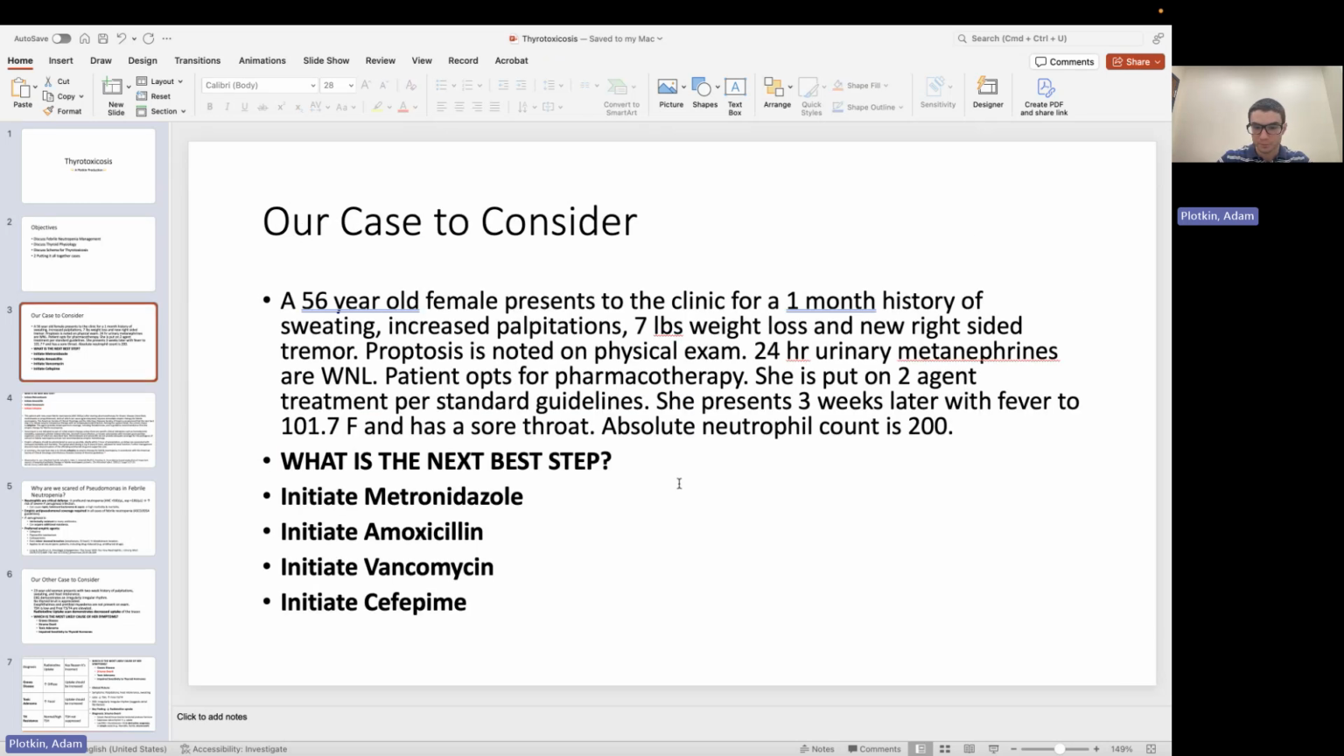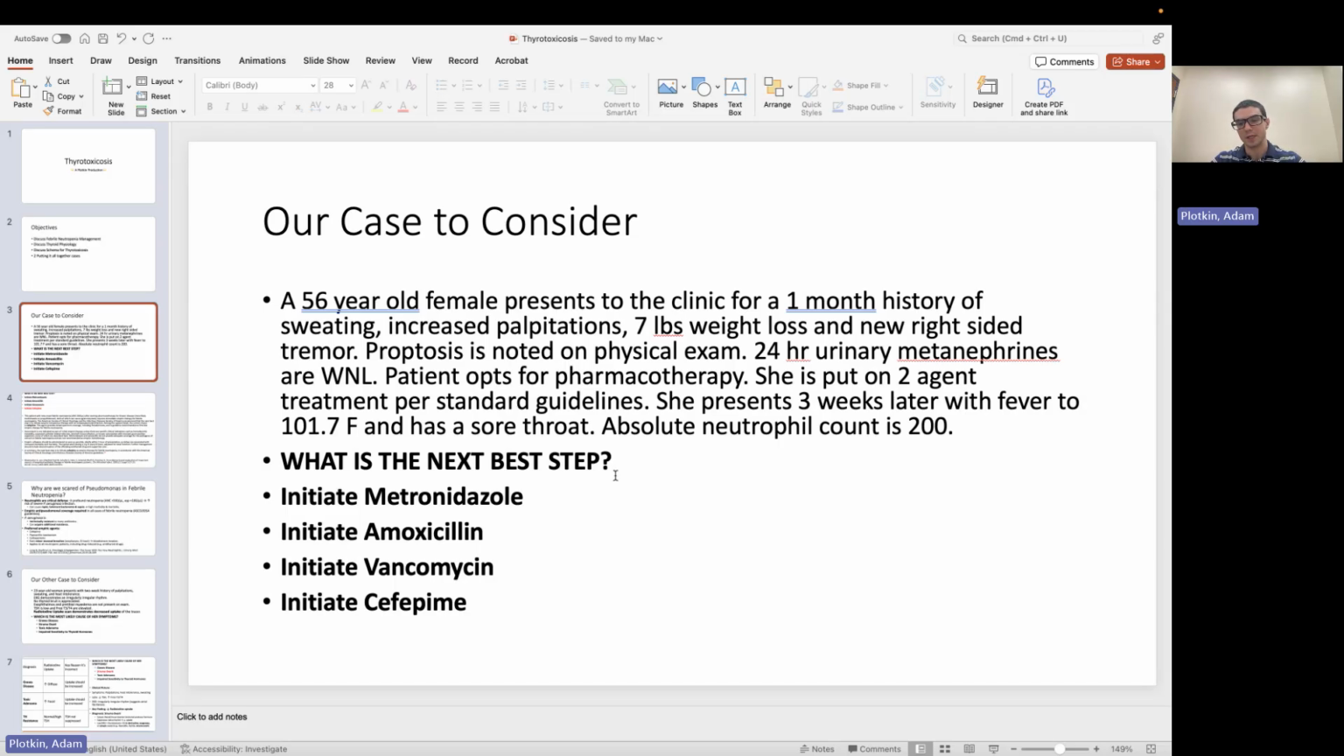Okay. So this was the first case I considered for us. So let's think about this one first. We have a 56-year-old female presents to the clinic for a 1 month history of sweating, increased palpitations, 7-pound weight loss, and new right-sided tremor. Proptosis is noted on physical exam. 24-hour urinary metanephrines are within normal limits. The patient opts for pharmacotherapy. She's put on 2-agent treatment per standard guidelines.